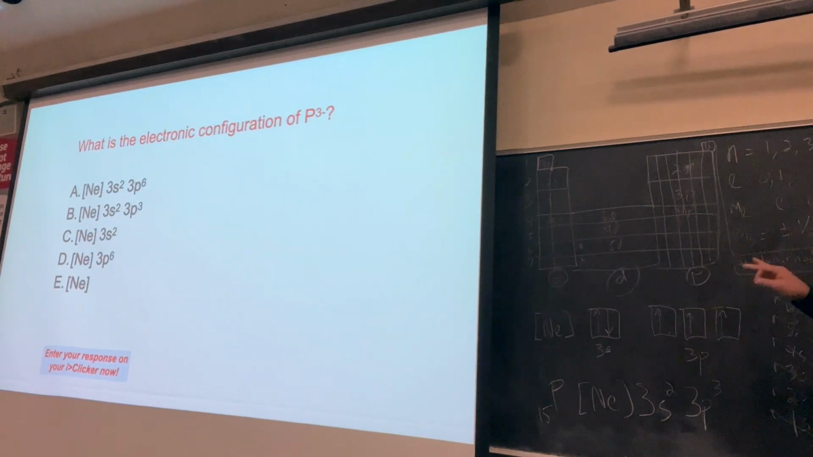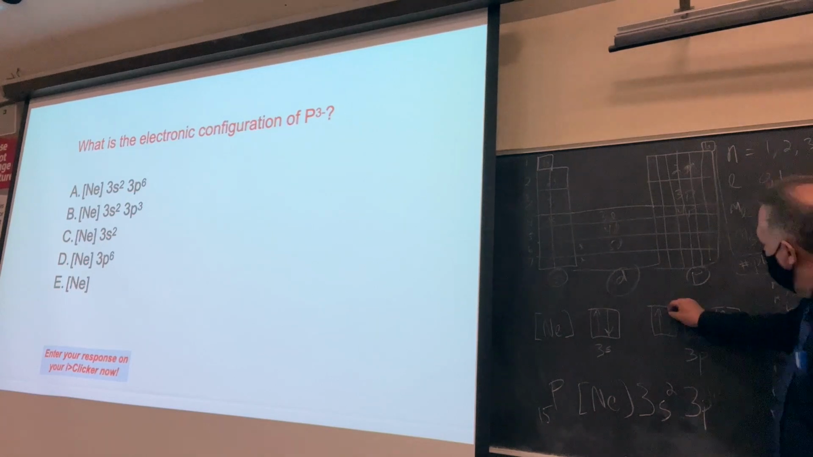Okay. When you have an anion, you're just adding the number of negative charges, negative electrons. So we're going to add 3 electrons to phosphorus here. And adding electrons isn't too bad. Remember that p's can hold up to 6. So that would change this 3p3 to a 3p6, which we're going to see as the answer. On the orbital box, you can see where that happens.